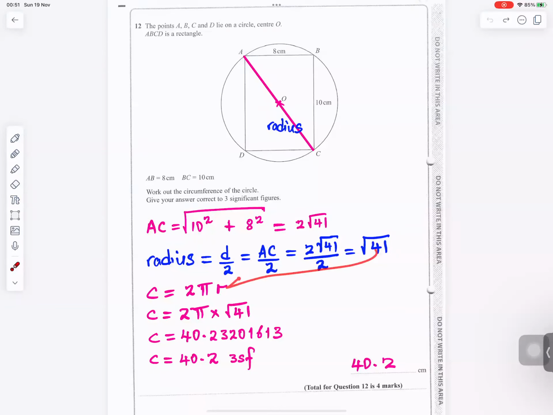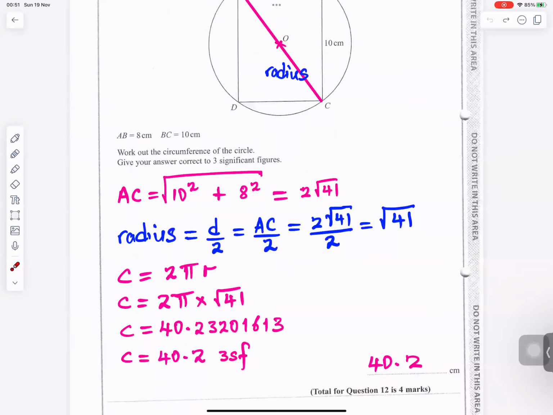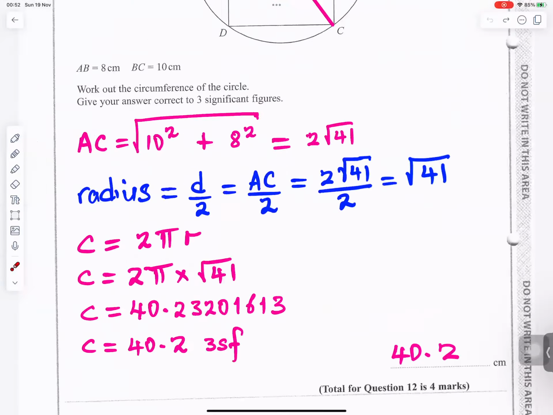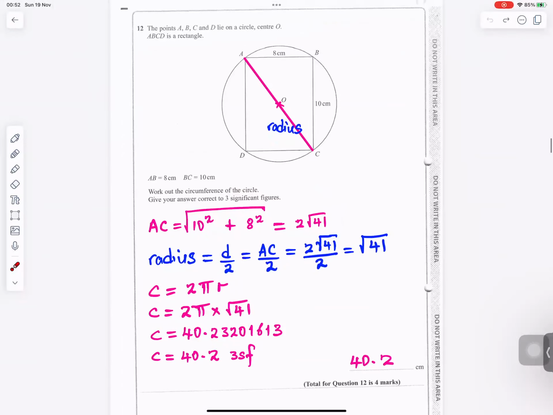Substitute that now for the radius, and you put that in your calculator. You get your answer, 40.2 to 3 significant figures. For 3 significant figures, you count 1, 2, 3, and put the line. And this 3 is smaller than 5, so it's just 40.2. Very important to remember that.